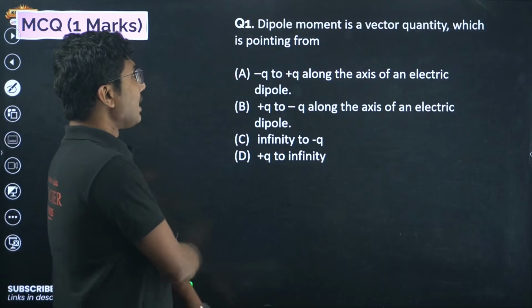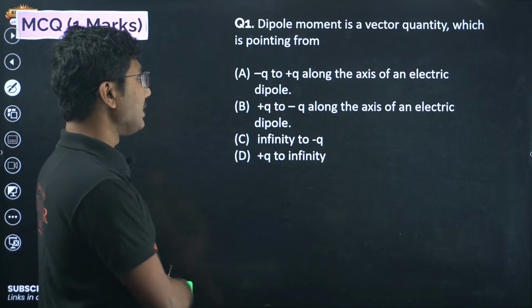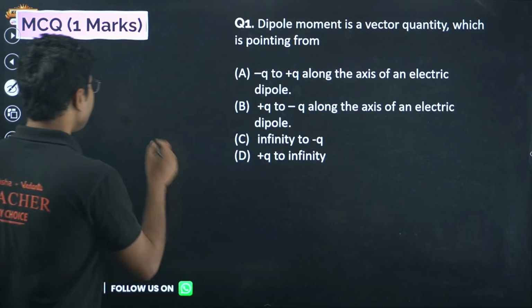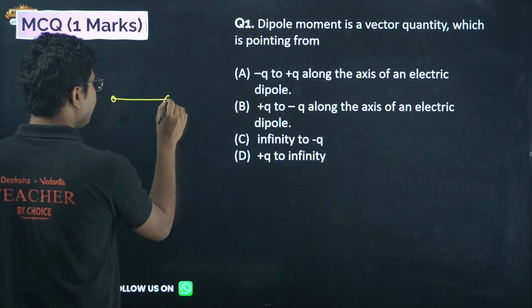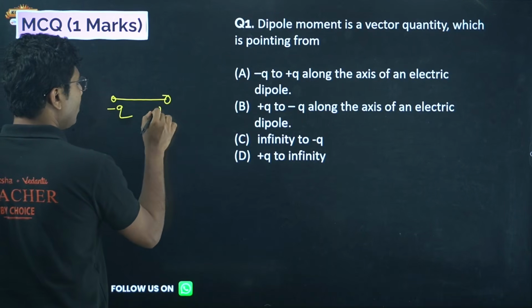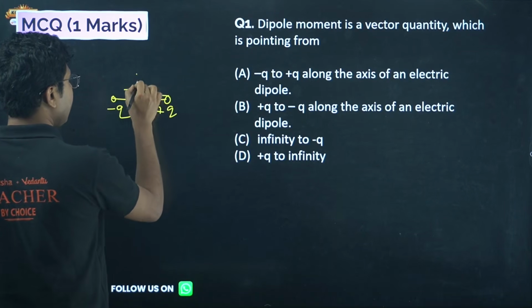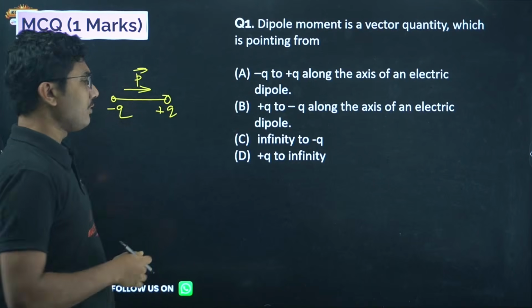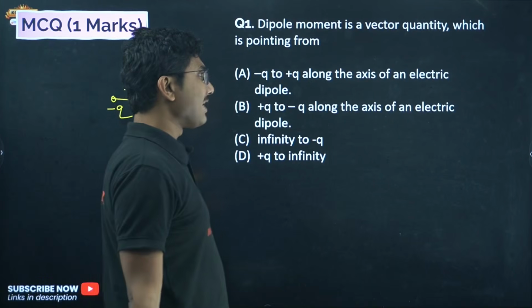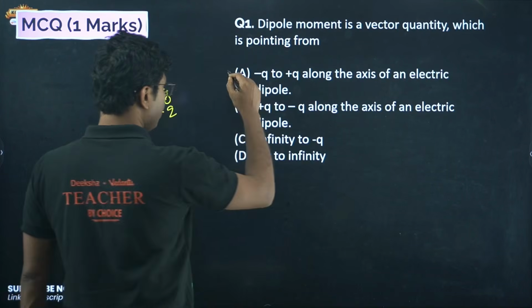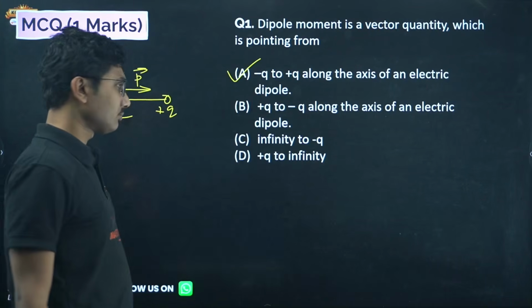First question: dipole moment is a vector quantity which points from negative charge to positive charge. Okay, dipole moment is a vector quantity pointing from negative to positive charge along the axis of the electric dipole, so option A is correct.